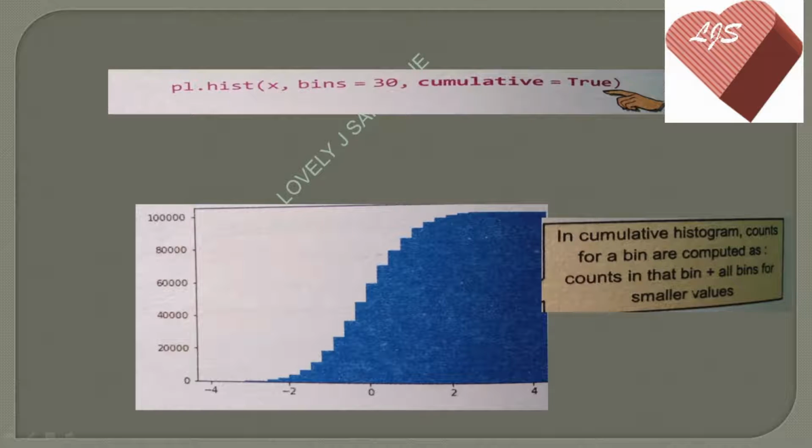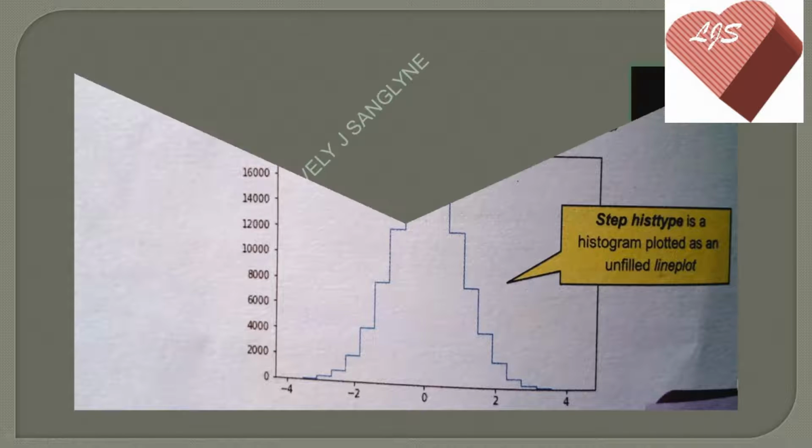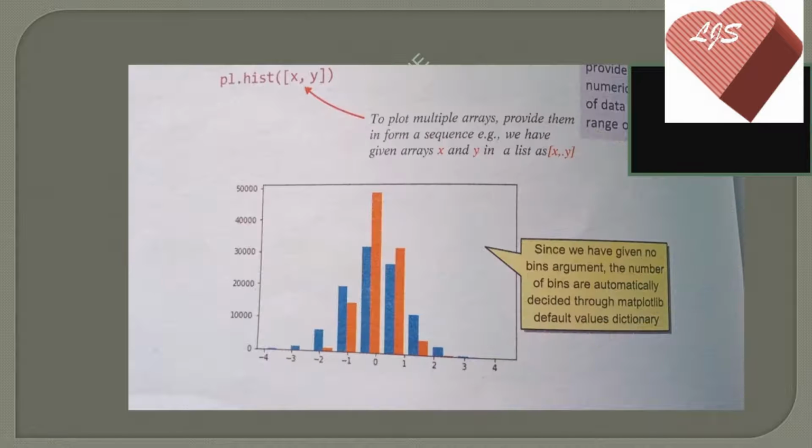In a cumulative histogram, counts for a bin are computed as counts in that bin plus all the bins for smaller values. To specify the histogram type, we can use the histtype argument, as in this example, histtype is equal to step. To plot both ND arrays for X and Y in the same histogram, we can use the hist function with X and Y in a list as shown in the figure.